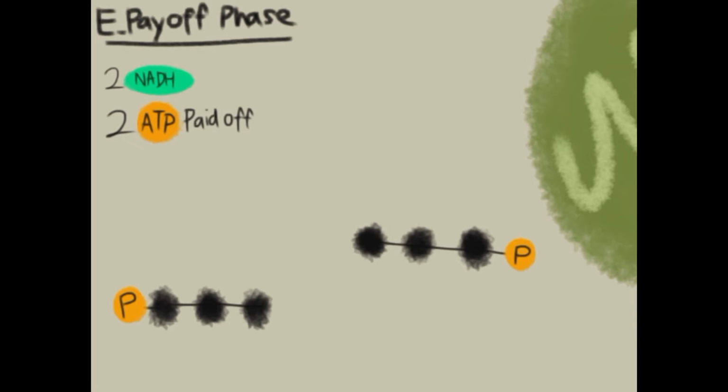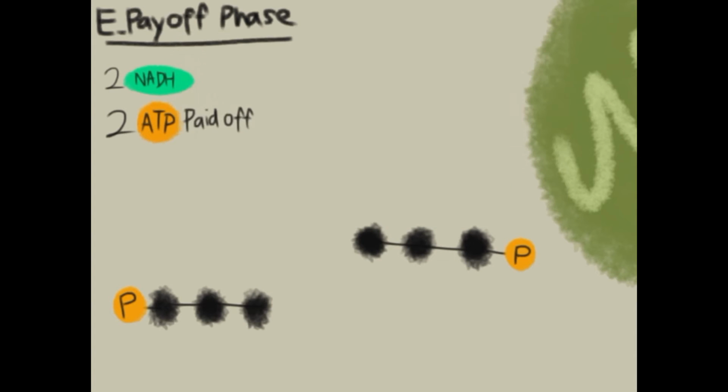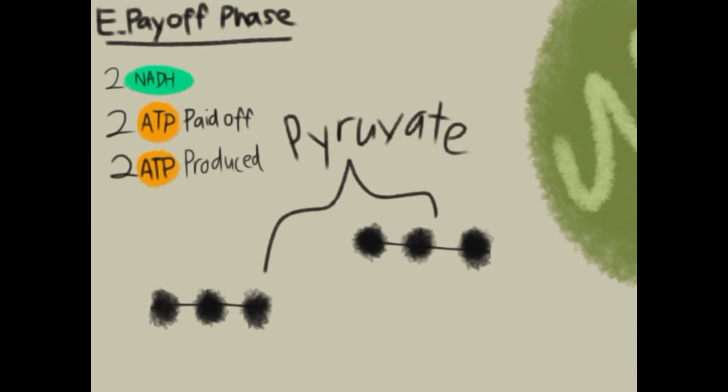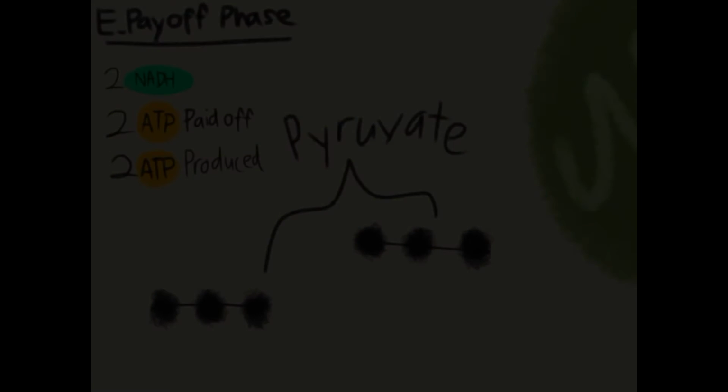This process of producing ATP is known as oxidative phosphorylation. More chemical reactions occur, changing the structure of the molecules. Finally, more phosphate groups are transferred to ADP, making more ATP. The final products are known as pyruvates, which will be oxidized into acetyl-CoA before entering the citric acid cycle.